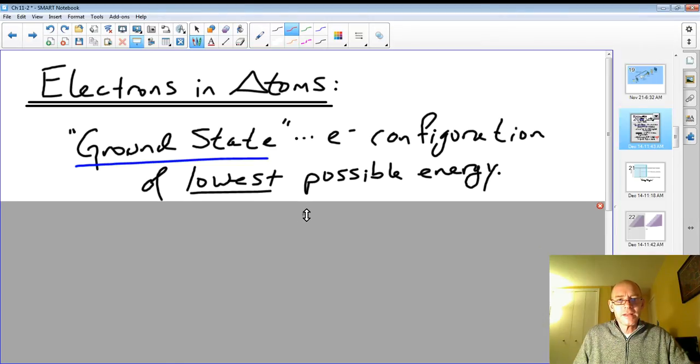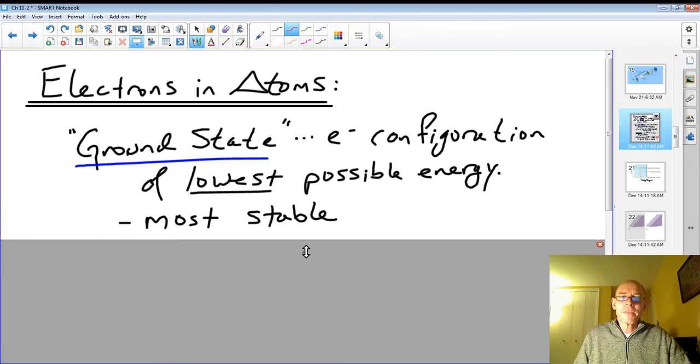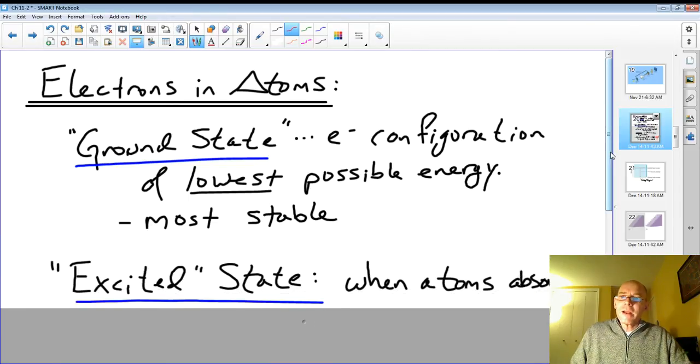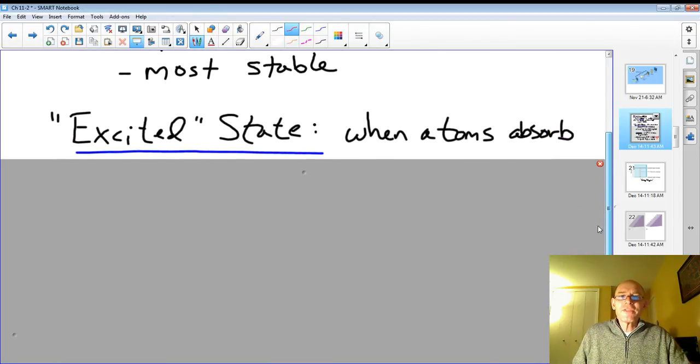Remember, I've stressed this many times. Nature likes a low energy state, and it will do what it can to stay in a low energy state. So the ground state is the most common electron configuration in an atom. And it's very stable. Well, I wouldn't say non-reactive, but still, it's stable.